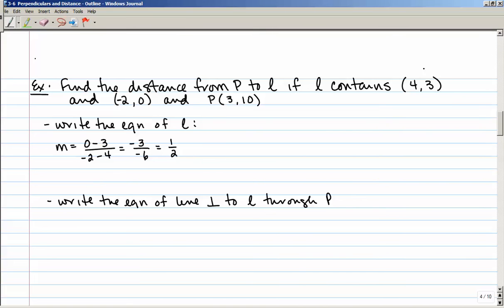Okay, so that's the slope of that line, but I would like the equation of that line. So I'm going to use either point. Maybe I'll use this one right here. Plug that into y equals mx plus b. So y equals m times x plus b, and I need to find my b.